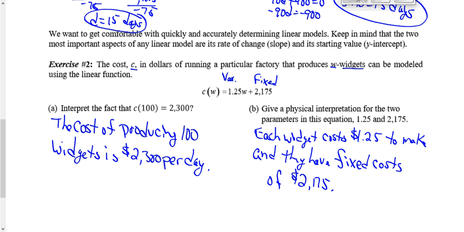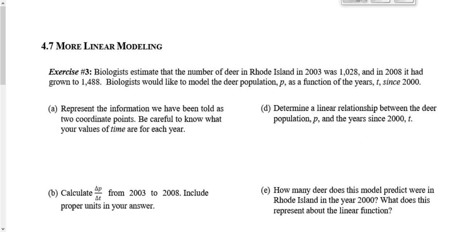Wait, I thought we did this yesterday. I know, I'm reviewing. And the fixed cost, the cost that's always the same, no matter if you make 0 widgets or 10 million widgets a day, that's the B, the y-intercept, the starting amount, right? Okay, so we covered that, right? Yep. Let's go to the next page.